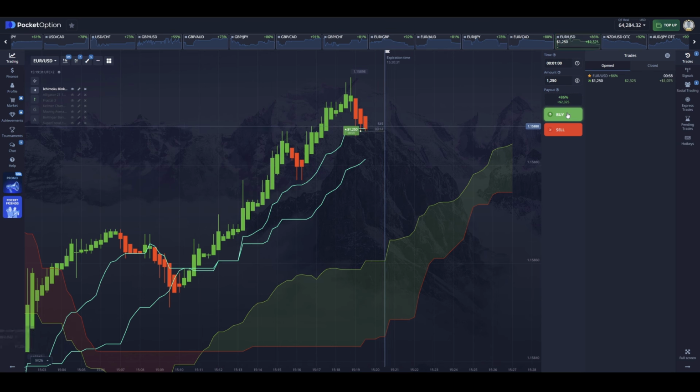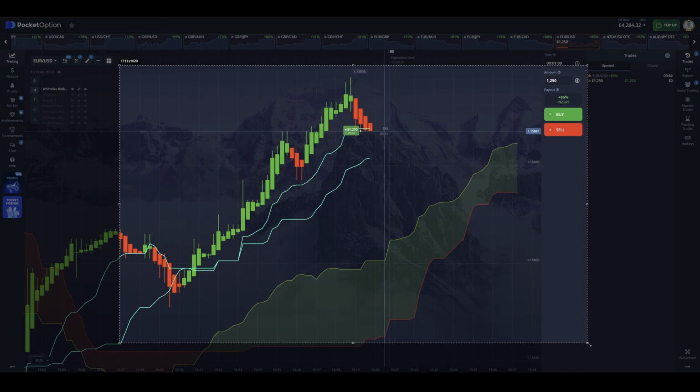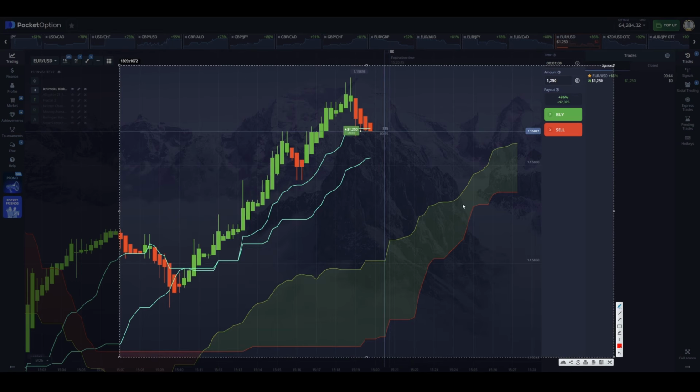Let's take a look at a simple trade example together. How do you actually work with this strategy? Look, how do you use this strategy? It's actually really simple. We're going to enter right in this area. So when the price comes into this area, that's our entry point for either a buy or a sell.